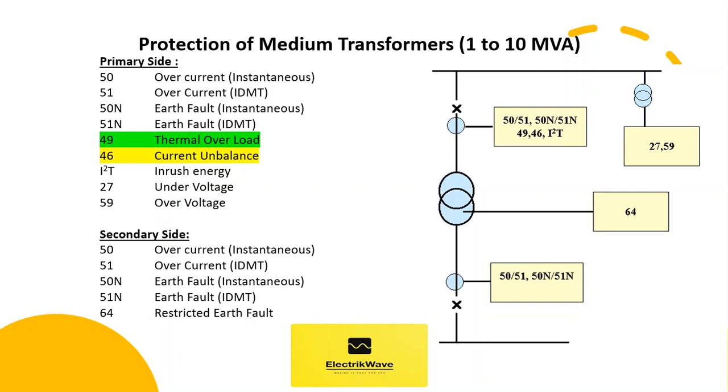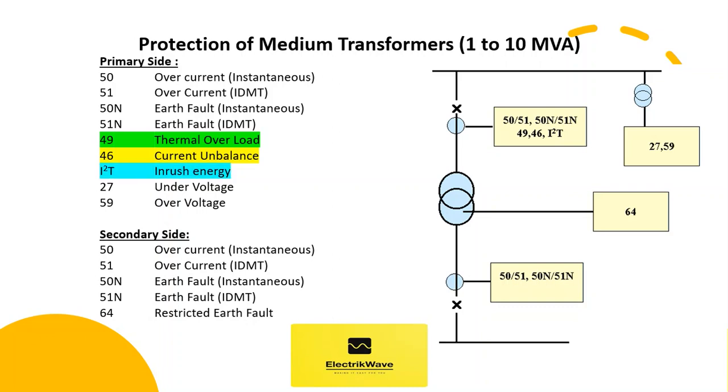B. Current unbalance protection, 46. This will protect transformers against heavy unbalances. In case of unbalanced currents, the negative sequence component will increase, resulting in overheating of transformers. It is advisable to have two levels of unbalance protection, one for alarm and the other for trip.